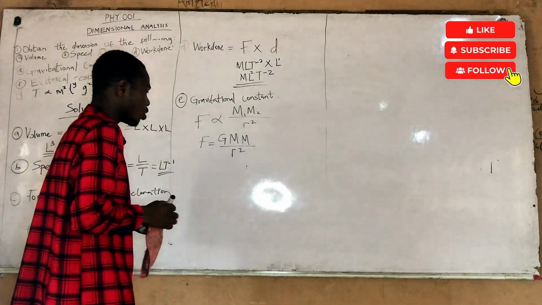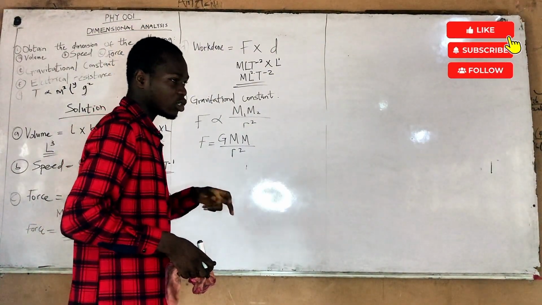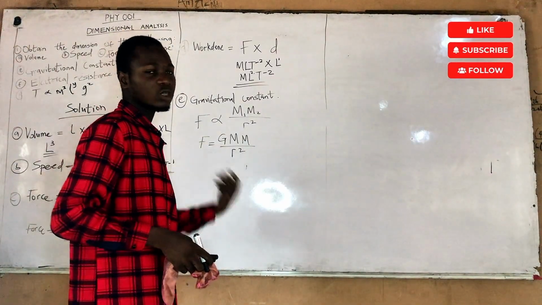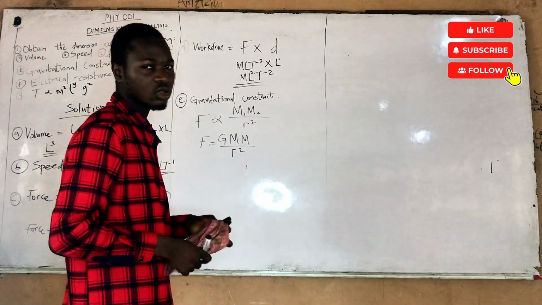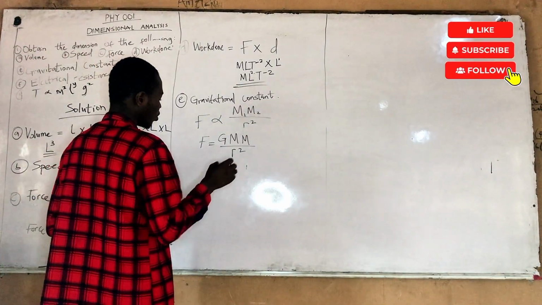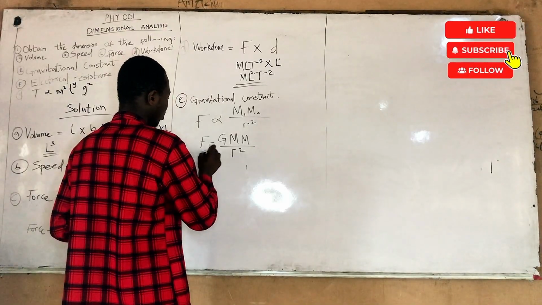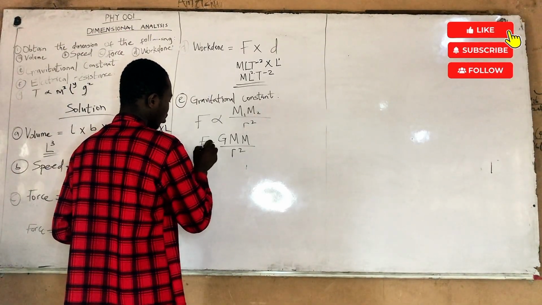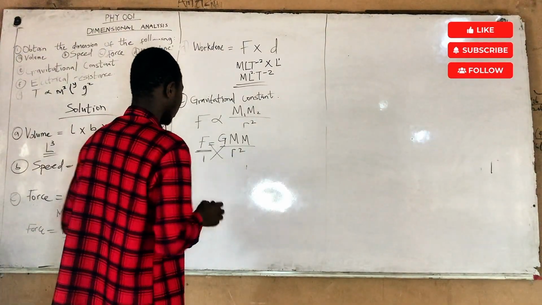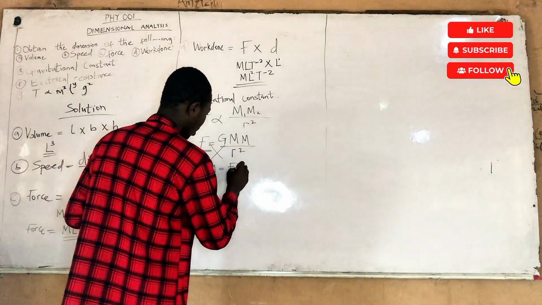So now, since we are looking for the dimension of the gravitational constant, what we are going to do is make G the subject of the formula, so that it will be easy for us to determine the dimension. So let's make G the subject of the formula. Now we can say F is equal to G M1 M2 over R squared. F over 1 here, and cross multiply so that we can isolate G from the rest. So we can say G M1 M2 equals F R squared.